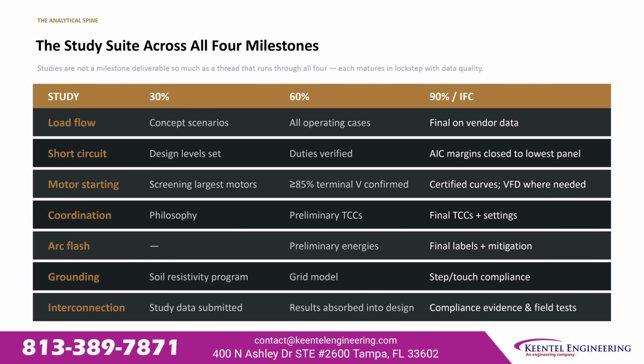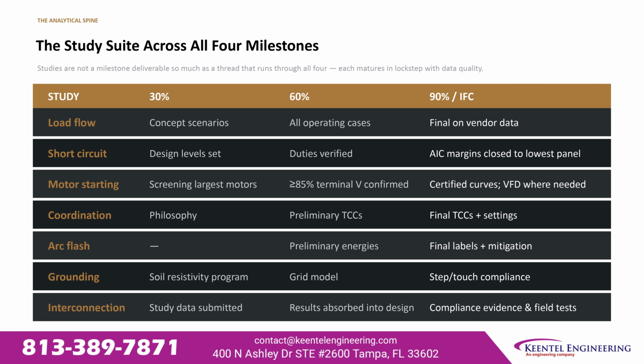Motor starting screens the largest motors at 30%, confirms 85% or better terminal voltage at 60%, and uses certified curves at IFC, with variable frequency drives where needed. Coordination starts as a philosophy at 30%, produces preliminary time current curves at 60%, and issues final curves with settings at IFC. Arc flash produces preliminary energies at 60% and final labels at IFC.